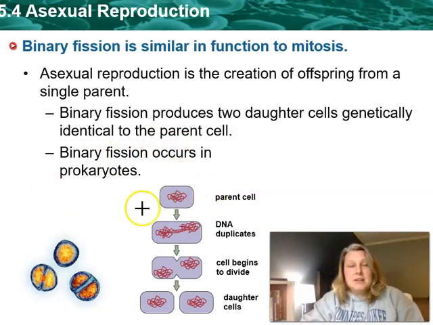So it looks very similar to mitosis, but remember, mitosis is division of the nucleus. Binary fission is the replication of one single cell. Binary fission also only occurs in prokaryotes. And this is because they don't have a nucleus, but they still have to grow and reproduce.